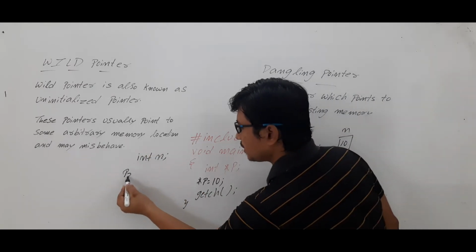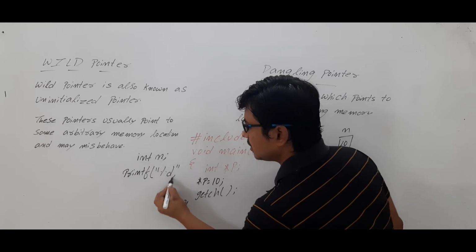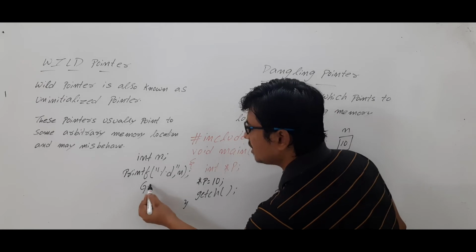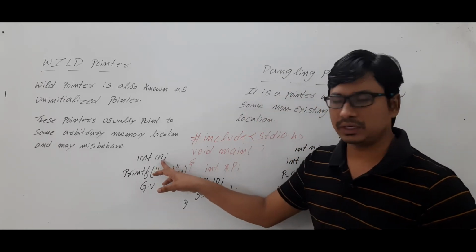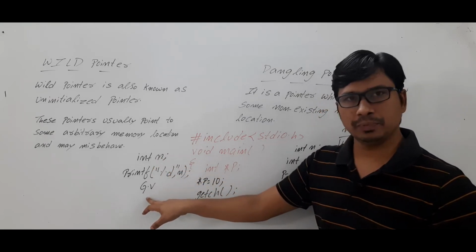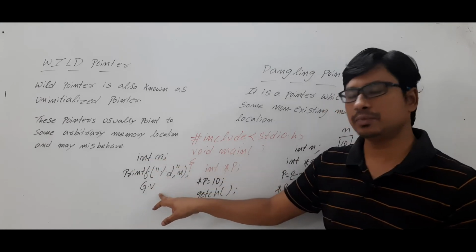Then if you write the statement print of %d n, then what value will it print? It will print a garbage value, meaning some random value, because you have not assigned any value to it. If you had assigned some value to it, then that value would have been printed. But here you did not assign, so it will give a garbage value.